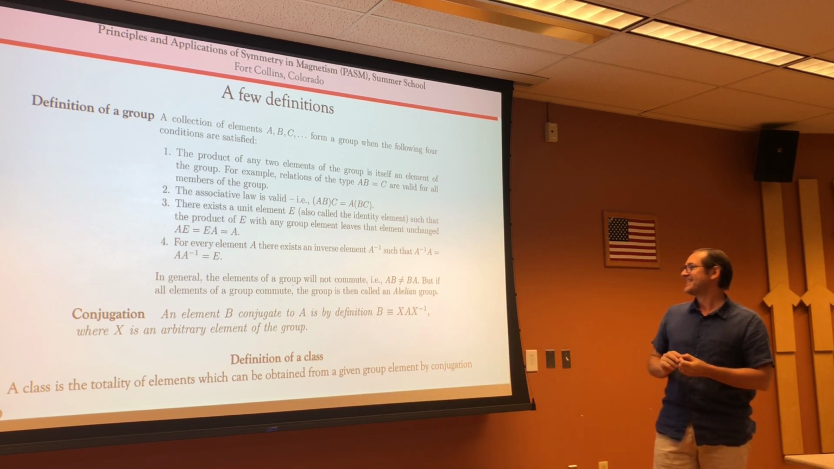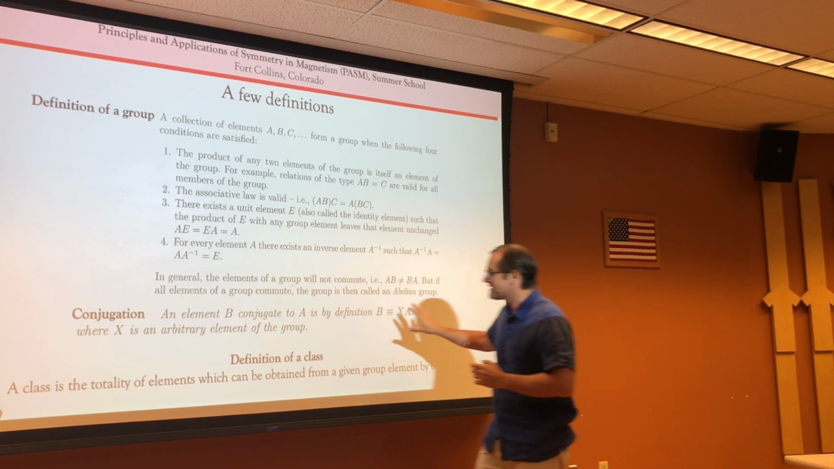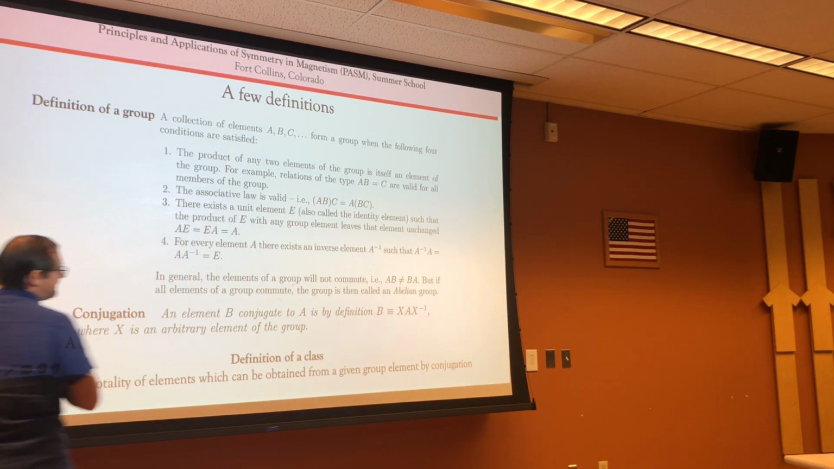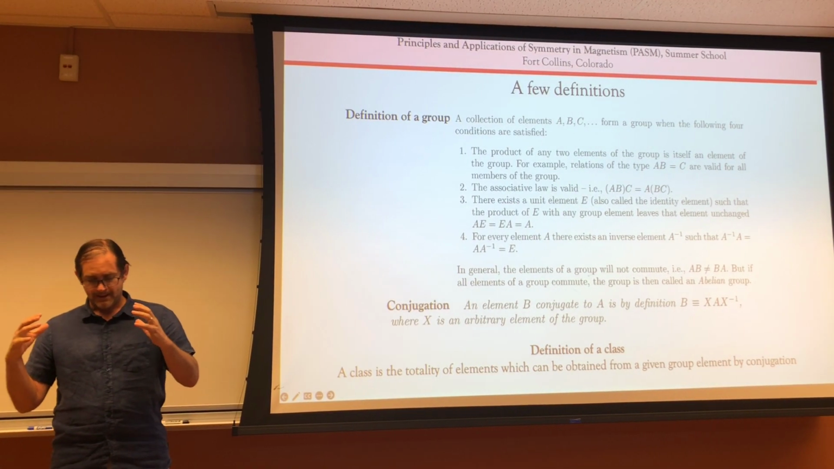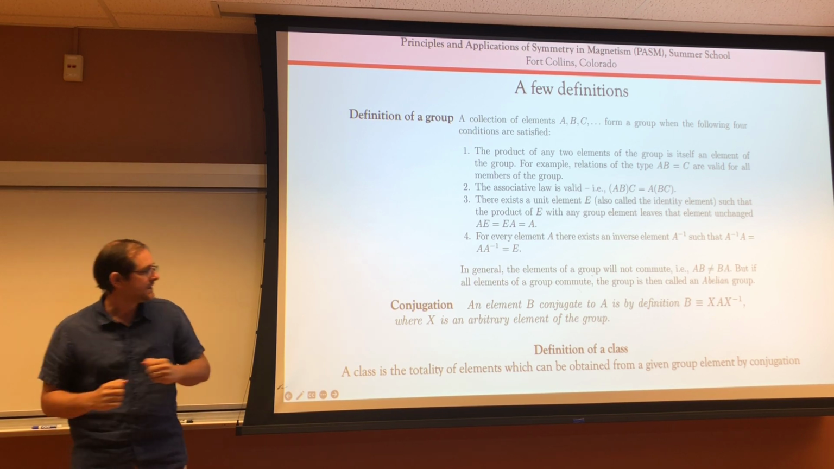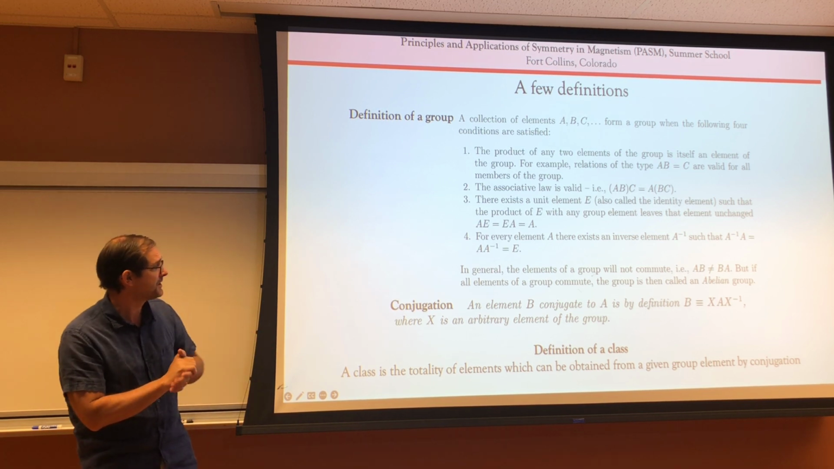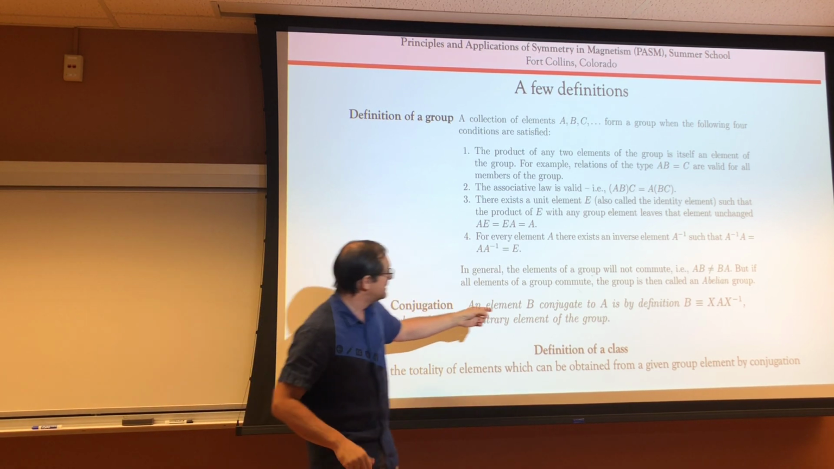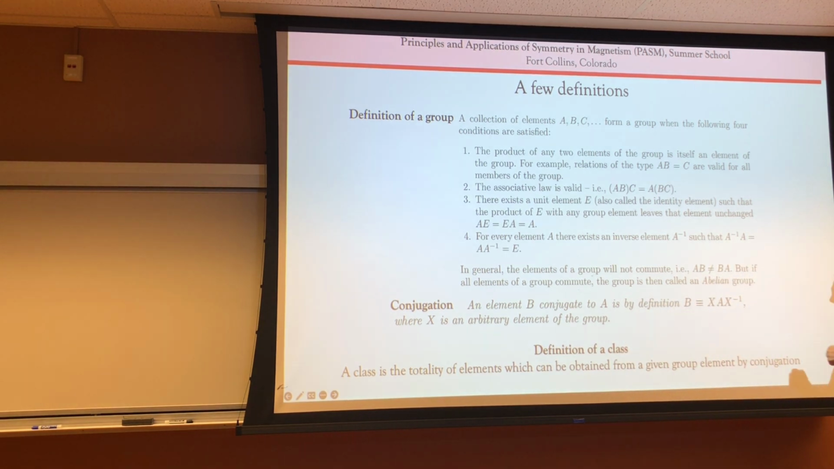Okay, let me see. Now there is actually another definition that is again quite abstract but extremely useful, and that will allow us to create subgroups of those symmetries. And this definition is called the conjugation. So the element B conjugate to A is by definition B equal x A x minus 1, where x is an arbitrary element of the group.